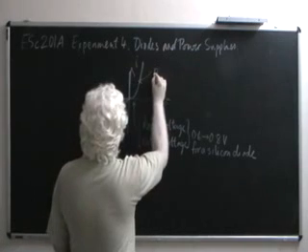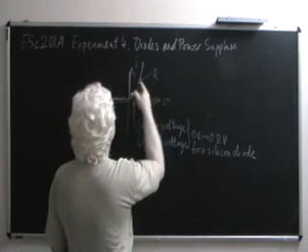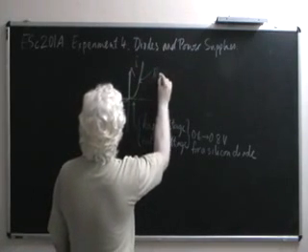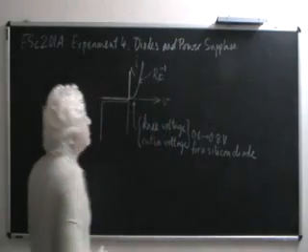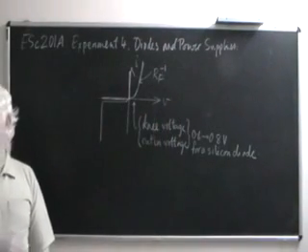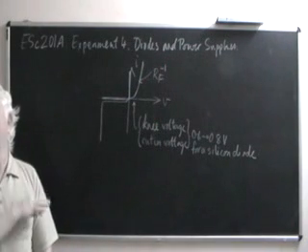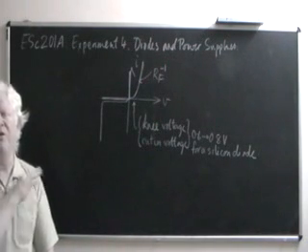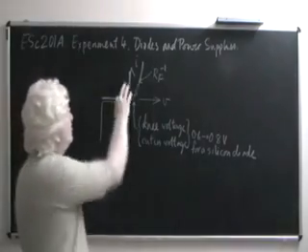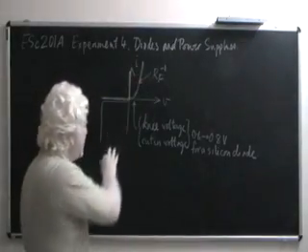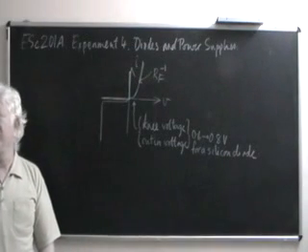indicates the inverse of the resistance. That is, this is a very large slope on this graph, so it represents a very small resistance. So this is the entire behavior of the diode.